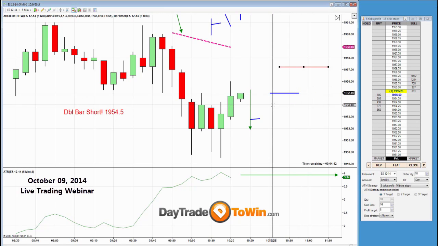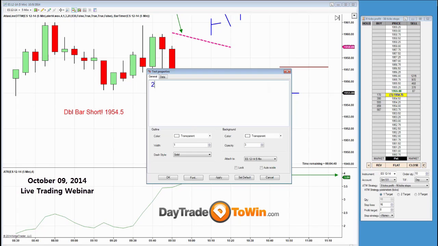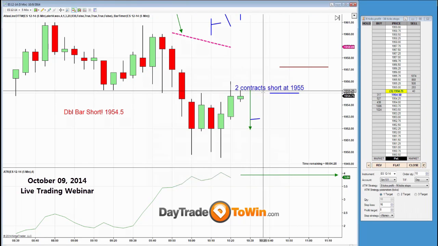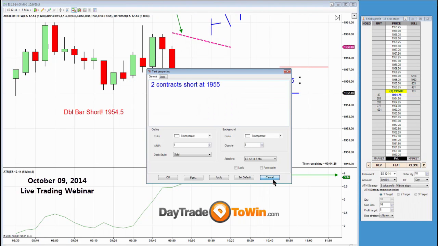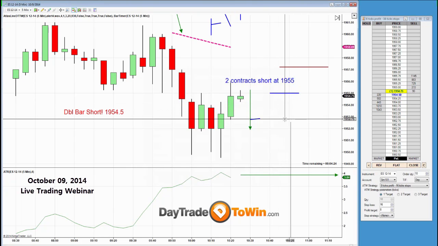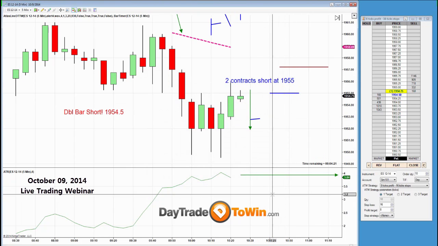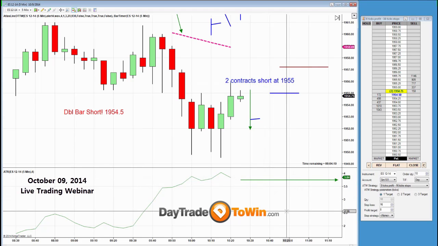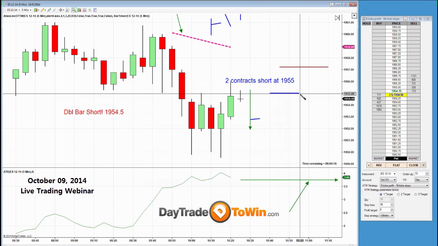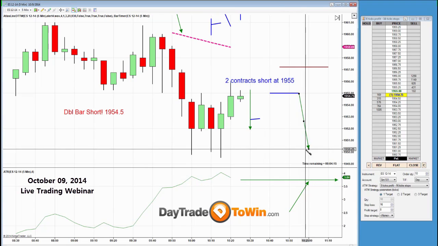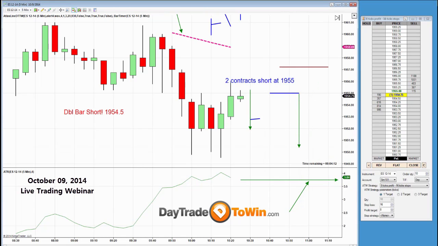We'll say short at 1955. Going short at 1955, I look at the average true range and I say, well, it's currently trading at 3 3/4 of a point, so I can expect the market to go down 3 3/4 of a point, which is 15 ticks, I believe. So I can expect the market to go 15 ticks. You have your catastrophic stop up here, just in case.